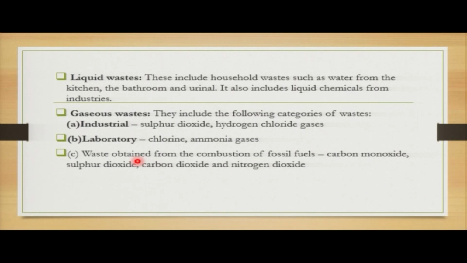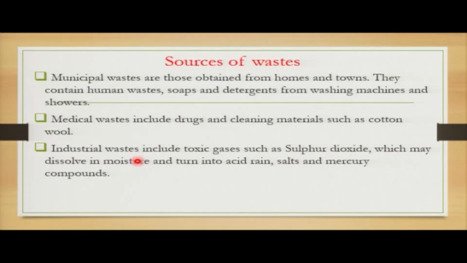Wastes obtained from the combustion of fossil fuels: the carbon monoxide, the sulfur dioxide as well, the carbon dioxide, and nitrogen dioxide. All manufacturing industries produce some of these substances that get into the atmosphere as well. Now, looking at the sources, there are so many sources, but we can categorize them in a few sources. That's why I said you can look at some other sources.